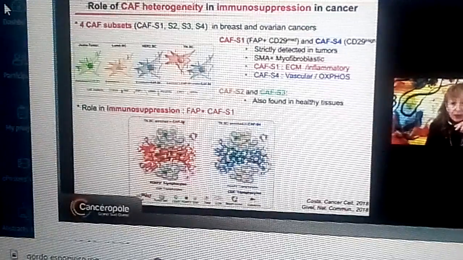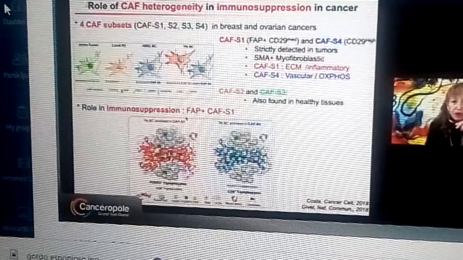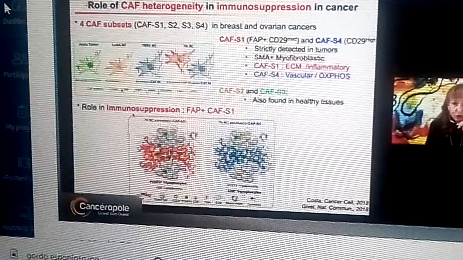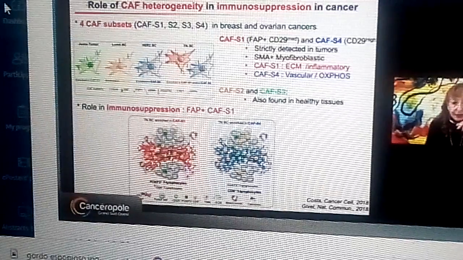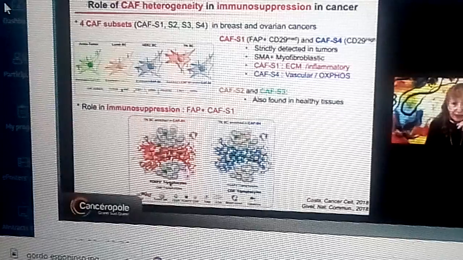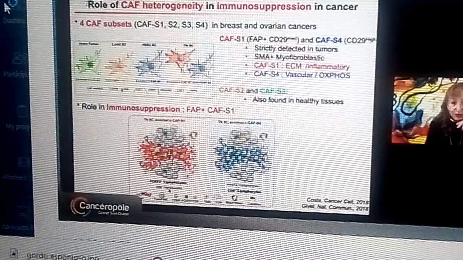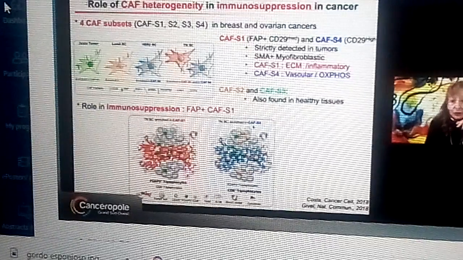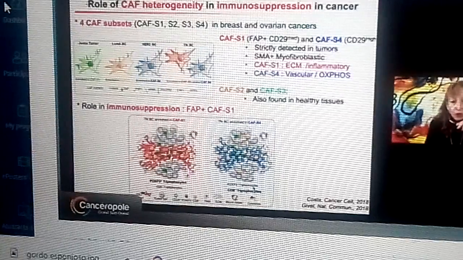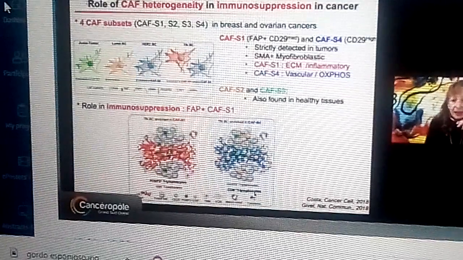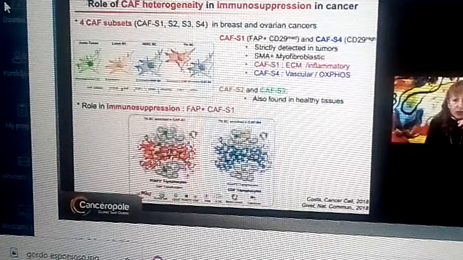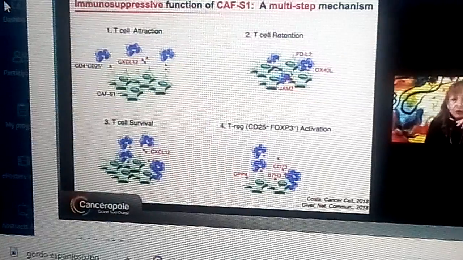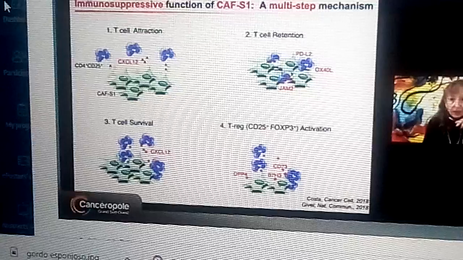I will not enter into all the details because this has been published two years ago, but we found that the FAP-positive CAFS1 cells are really specifically associated with immunosuppression, meaning with a high content in FOXP3 regulatory T cells and reduced content in CD8 positive cytotoxic T lymphocytes, while in contrast, a triple-negative breast cancer enriched in CAFS4, for instance, exhibits a lower proportion of FOXP3 T lymphocytes and a higher proportion of CD8 when we compare with a triple-negative breast cancer enriched in CAFS1.